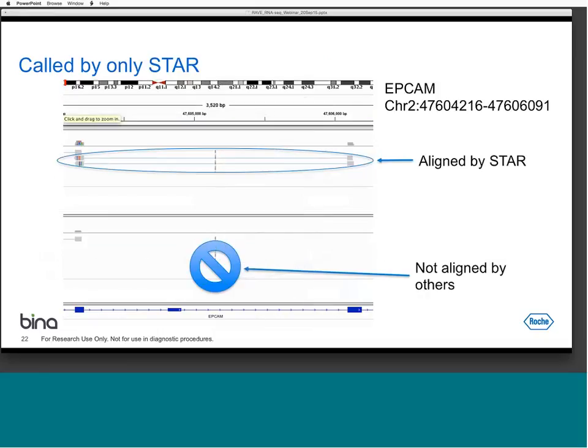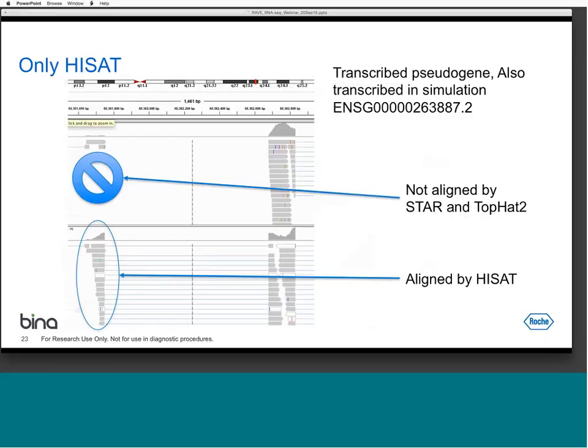Here we have a junction which is able to be aligned by STAR, but completely missed by the other two aligners, maybe due to the number of mismatches in one end, due to sequencing errors. Now we have another junction, a true junction, which is aligned by HISAT, but completely missed by PALMapper and STAR. This exon here may be homologous with some repeat regions, and STAR and PALMapper are unable to align this junction. But because HISAT restricts the alignment to local regions, it can find this junction.